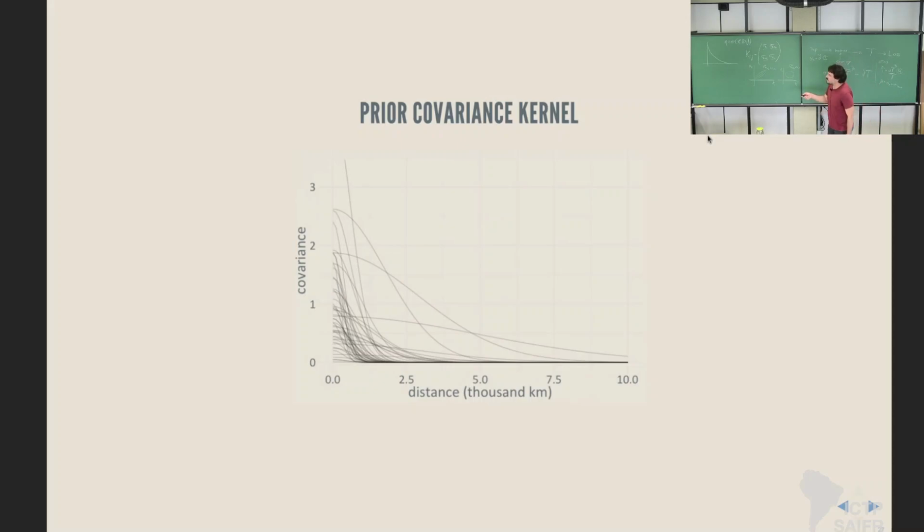Is this clear to everybody, that this is the distribution of possible covariance kernels, right? So this is, before I fit the data, what the fall off of correlation could look like. You could have very large correlations that fall off fast. You could have small correlations that fall off fast. You can have medium correlations that fall slow. You can have all of these combinations.